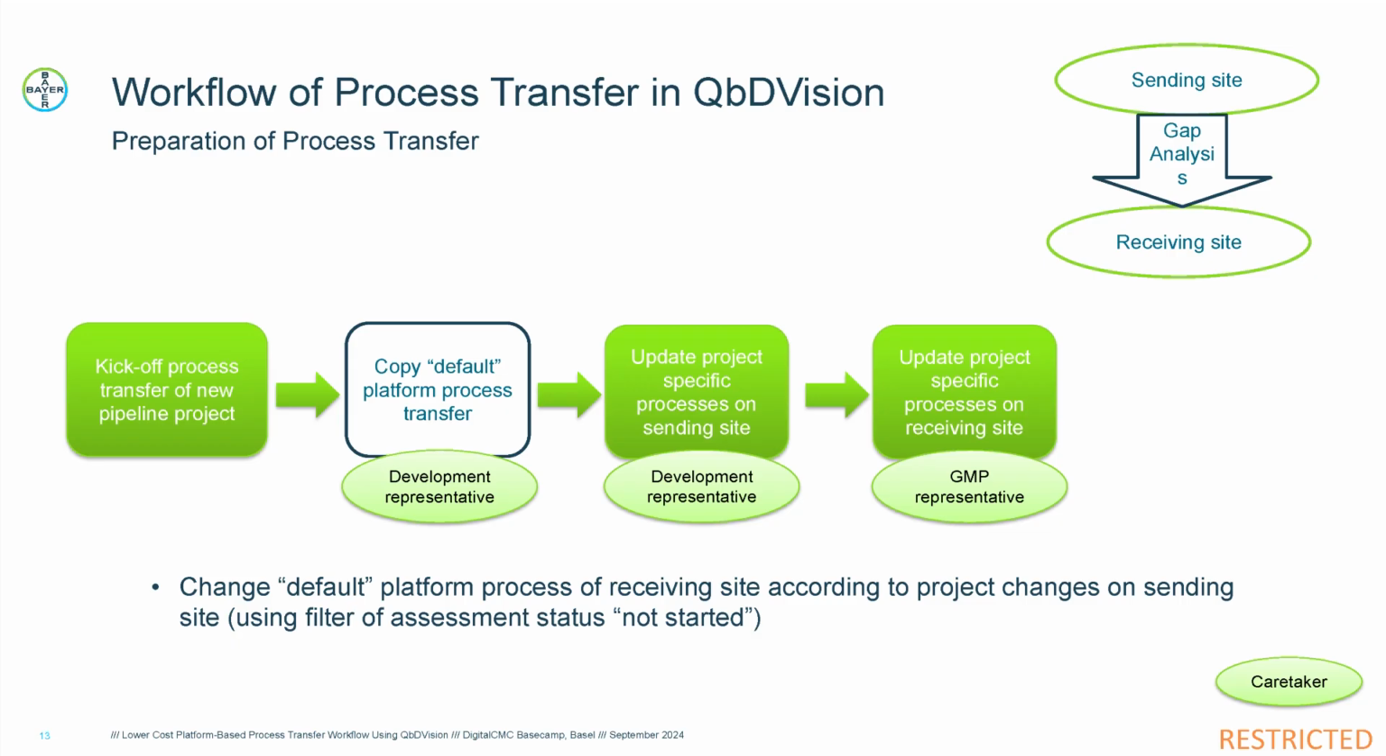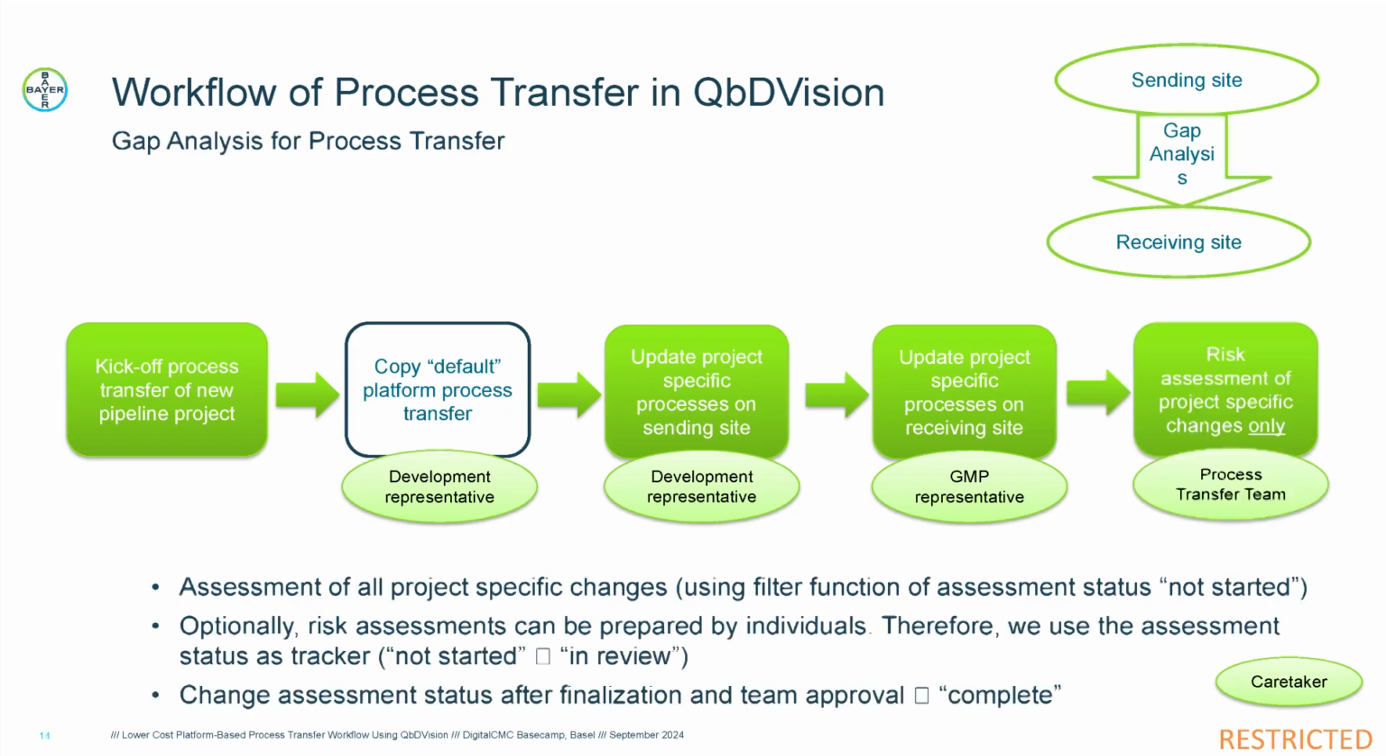With QbDVision, we can use the function of filtering. So we can filter all our process parameters for not started and have a really short list of all our project-specific changes. And now the representative on the receiving side, in our case it's a GMP colleague, goes through these changes. Then he knows where you have to adapt the process on the receiving side. And then we have adapted our platform process on the sending and on the receiving side.